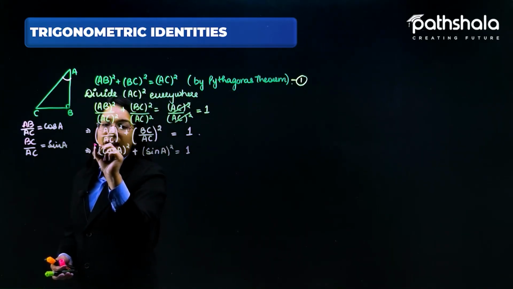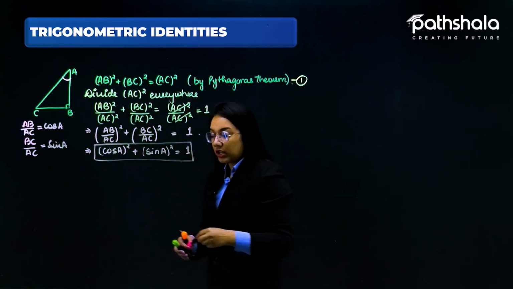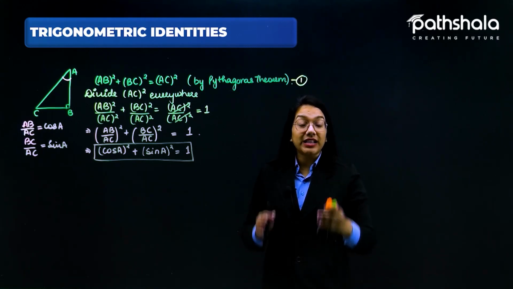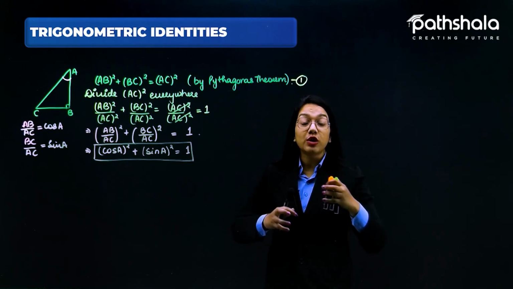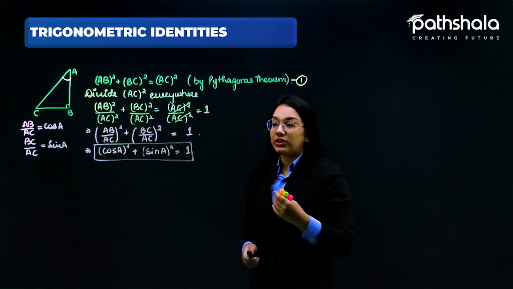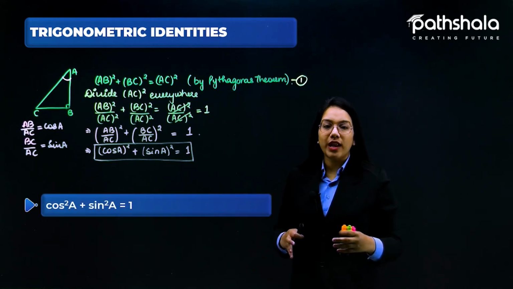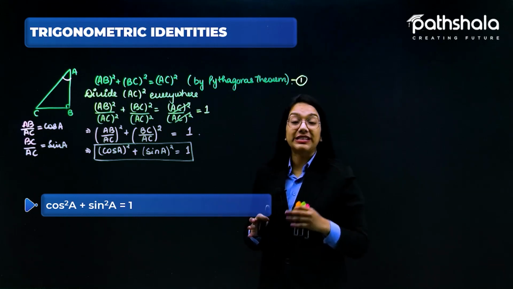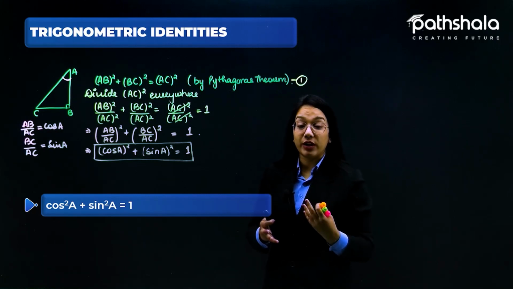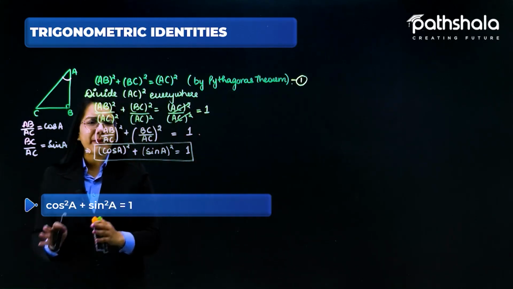So in the end we get a relationship between cos and sine: cos A whole square plus sine A whole square is equal to 1. This is the equation we wanted to find, which involves trigonometric ratios and is true for all the values of the angle A involved. This is my first trigonometric identity, cos square A plus sine square A equals 1, which will help us solve further questions.